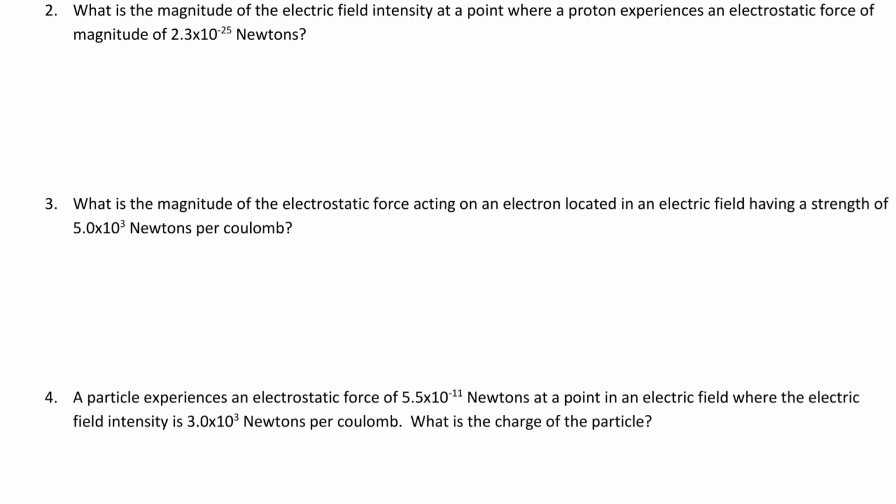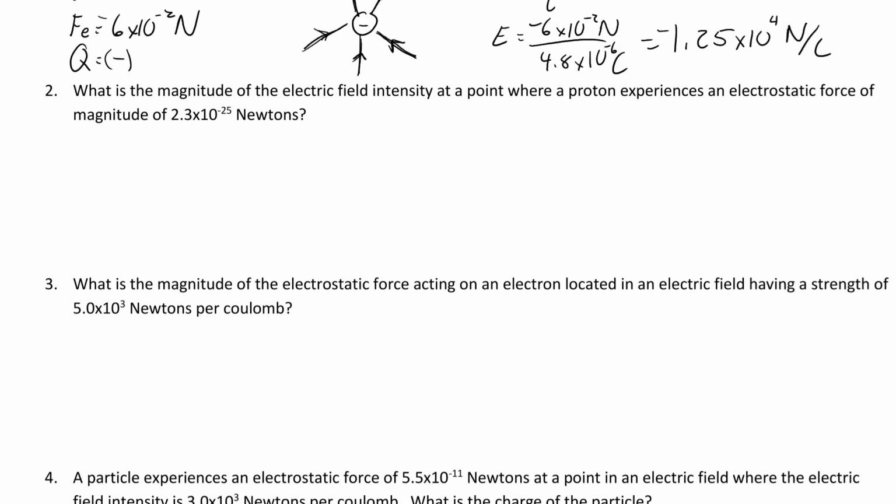So number 2 says, what is the magnitude of the electric field intensity? So they're looking for E. At a point where a proton, don't forget, it's a proton. Now, what's the charge of a proton? It's 1.6 times 10 to the negative 19 coulombs. Positive. That's the e, the elementary charge that you found on the front of your reference table.